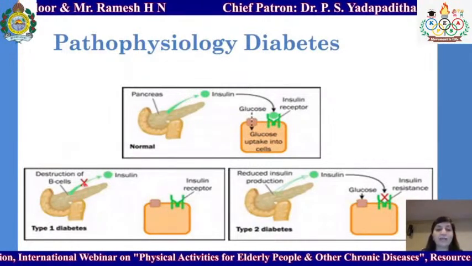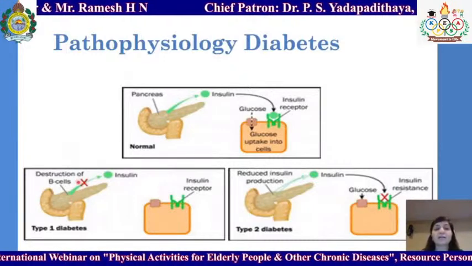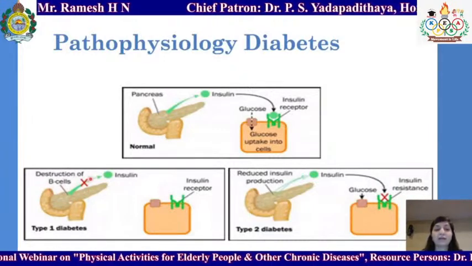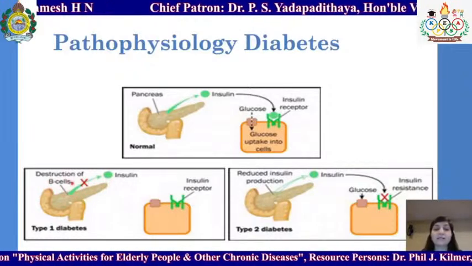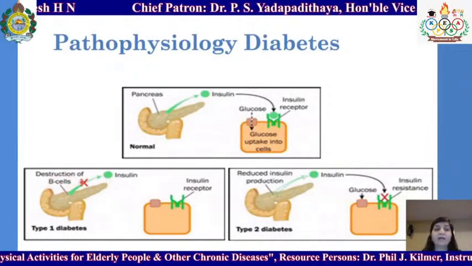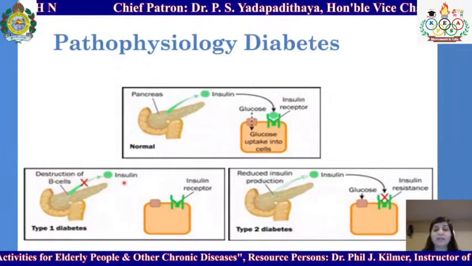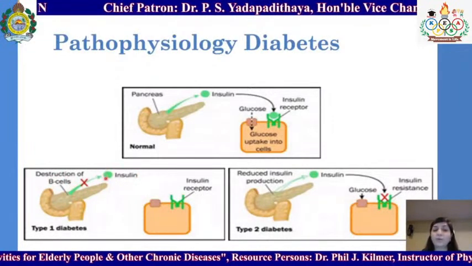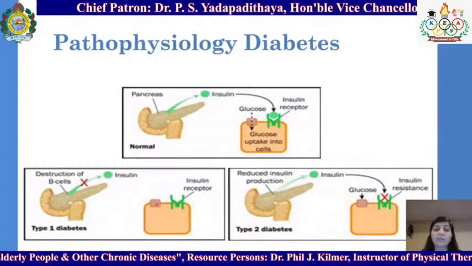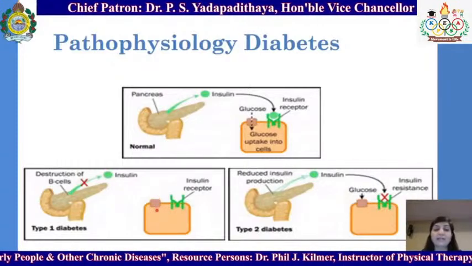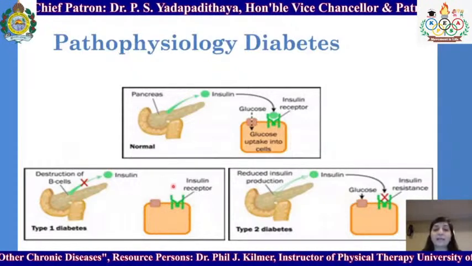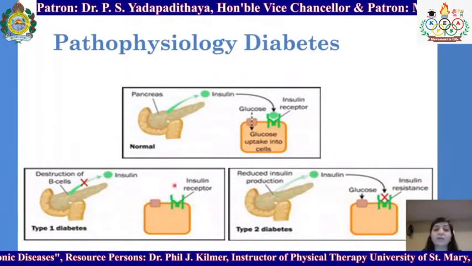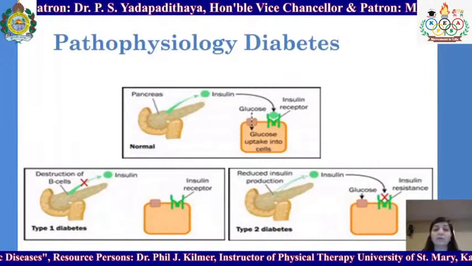But in type 1 diabetes, the beta cells of the pancreas are either not able to release insulin, or these cells are dead and cannot release insulin. If there is no insulin, the glucose will not be able to get inside the cells and will stay out in the blood, leading to increased blood glucose levels.